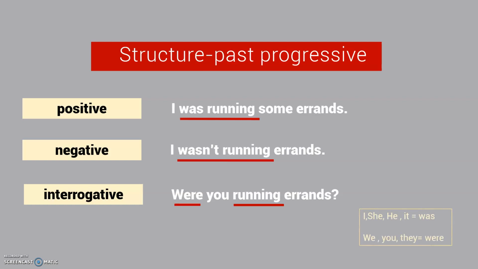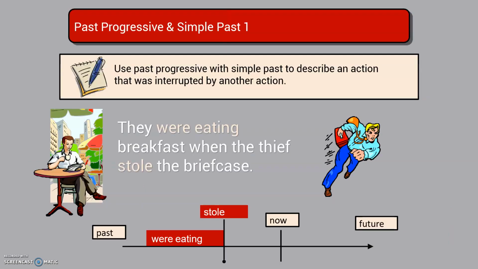Remember that we have two forms of the verb to be in past. For the subjects I, he, she, or it, we're going to use was. And for we, you, and they, we're going to use were. Now, when do we use each of these things?